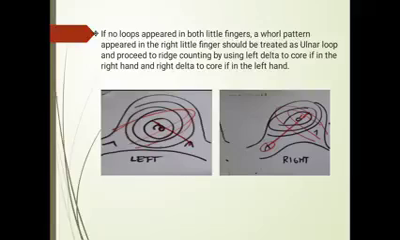If no loops appear in both little fingers, a whirl pattern appearing in the right little finger should be treated as an ulnar loop, and proceed to ridge counting by using the left delta to core if it is in the right hand, and the right delta to core if it is in the left hand.